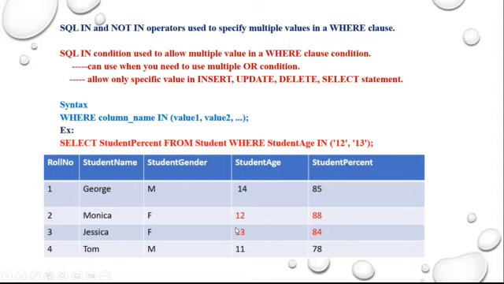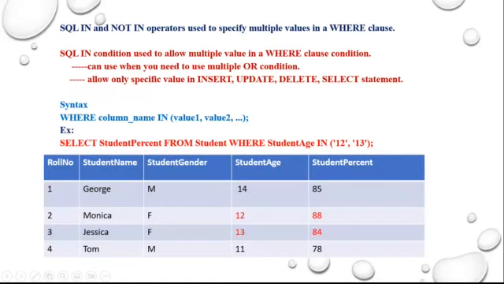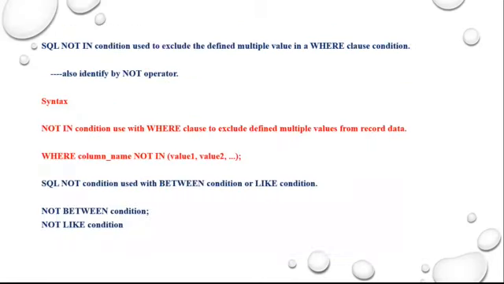Let's show the example here. The output is generated: student percent 88 and 84. So that is a simple example for understanding the SQL IN operator. Let's go for another one, which is called NOT IN.